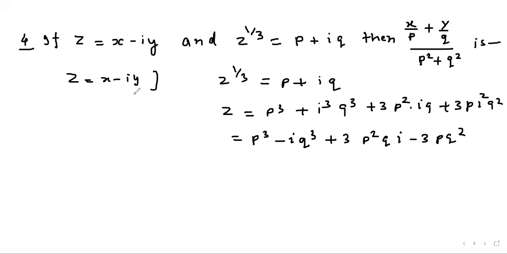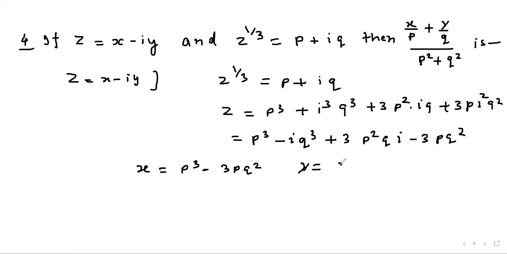But z is given as x minus iota y, so we can compare real and imaginary parts. So we get x equal to p cube minus 3pq square, and y equal to the coefficient of minus iota on both the sides.